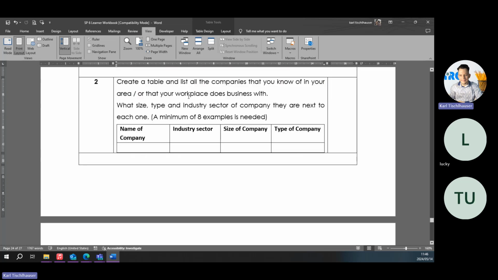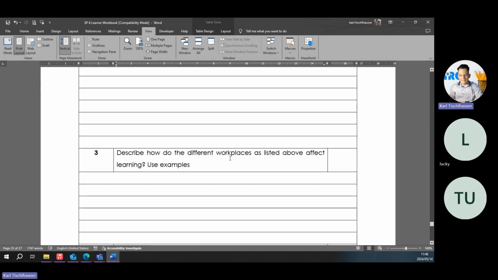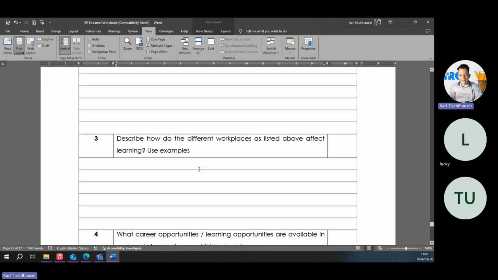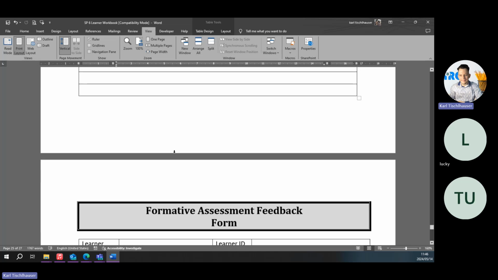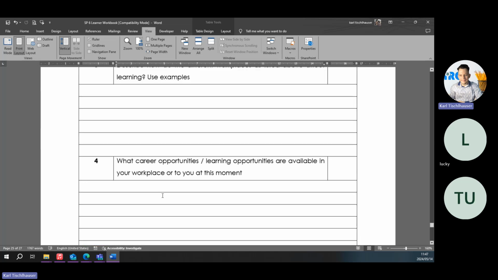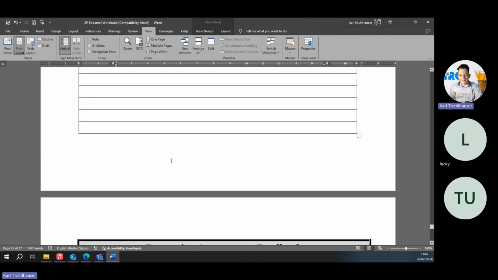Then number two says create a table in which you list all the companies in your area or that your workplace deals with, and then tell us the name of the company, the industry sector, the size of the company, and the type of the company. Then number three says describe how different workplaces listed above are affected by learning, and use examples. So what kind of learning would take place in those different organizations? Then number four says what career opportunities or learning opportunities are available in your workplace at the moment. So it's going to be very different answers for everyone in these last few questions. So that's basically the workbook.